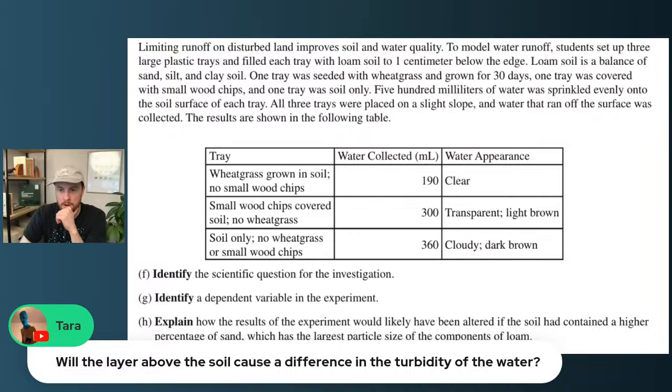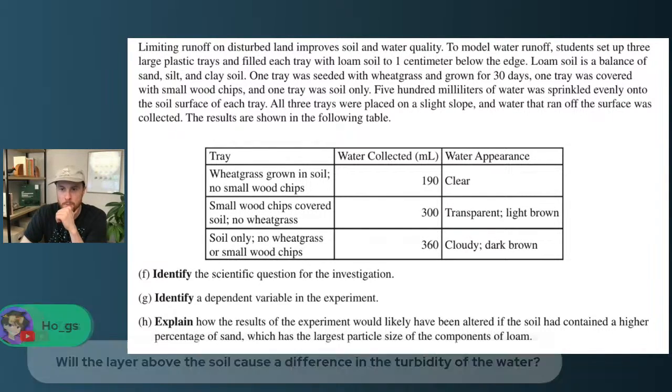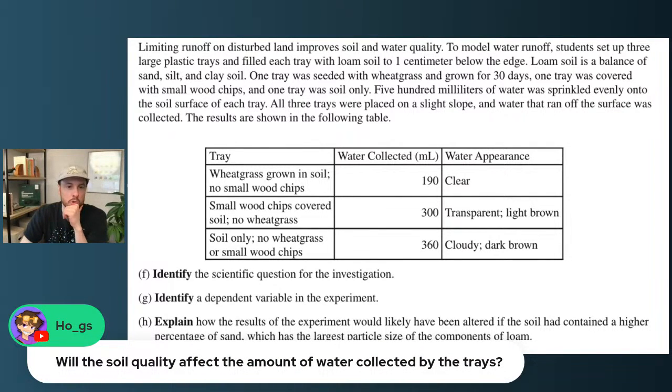Not to call people out, but I want to highlight some answers that didn't get it and point out why. Will the soil quality affect the amount of water collected by the trays? This answer is really close, but we're not talking about soil quality. We're talking about what's covering the soil, wheatgrass or small wood chips. So you got the dependent variable at the end correct. You got the independent variable, though, incorrect. It's not soil quality. It's the layer above the soil. So it's basically what we have above the soil.